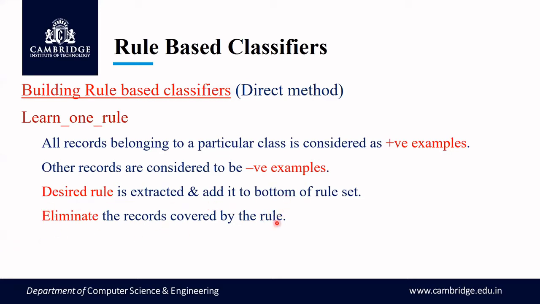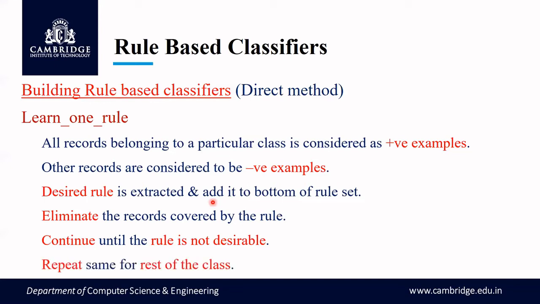I am going to eliminate the records covered by that rule because I have derived one rule now. Whichever records are triggered or covered by the rule, I am going to eliminate all those records. Then I'll continue to derive the next possible desirable rule, and I'll continue this until I don't find a desirable rule. After that, I'm going to take the next class and repeat the same thing.